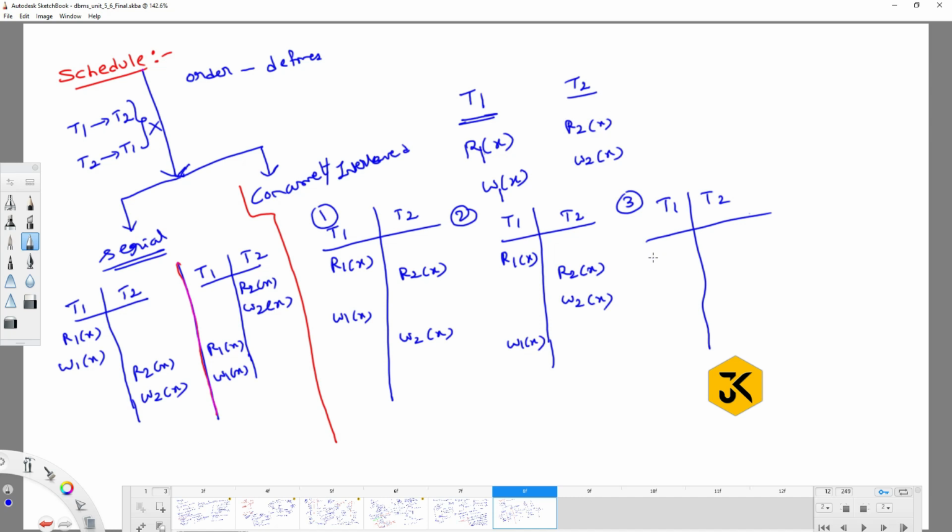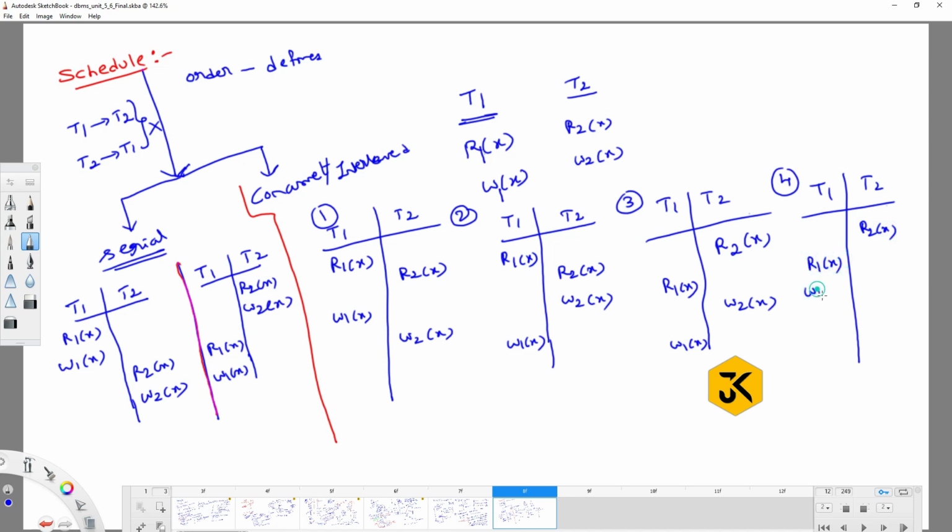If you check this, there are more possibilities. First, let me start with R2 of X, then followed by R1 of X, W2 of X, W1 of X. Is this situation possible? Yes or no? Similarly, T1 followed by T2: R2 of X, R1 of X, W1 of X, W2 of X. This is also one more possible scenario. Are there any other possibilities? No, all cases are covered.